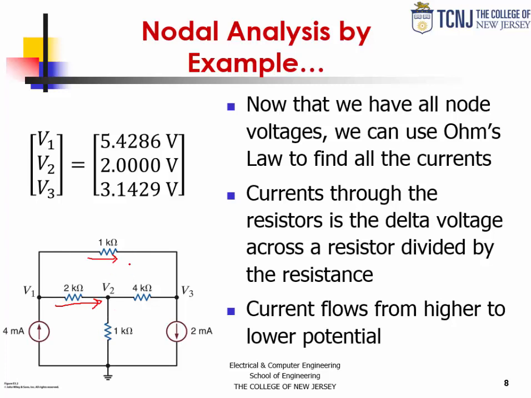And since V2 is definitely higher than 0, I also have a current flowing this way. However, V3 is higher than V2. What does that mean? Well, what that means is that I have a current that is actually going this way.